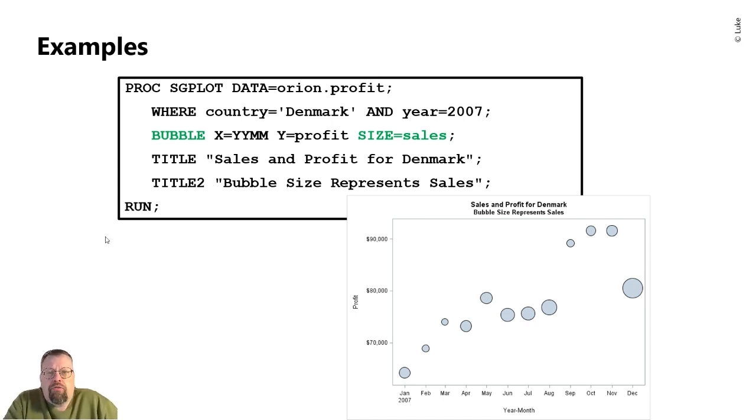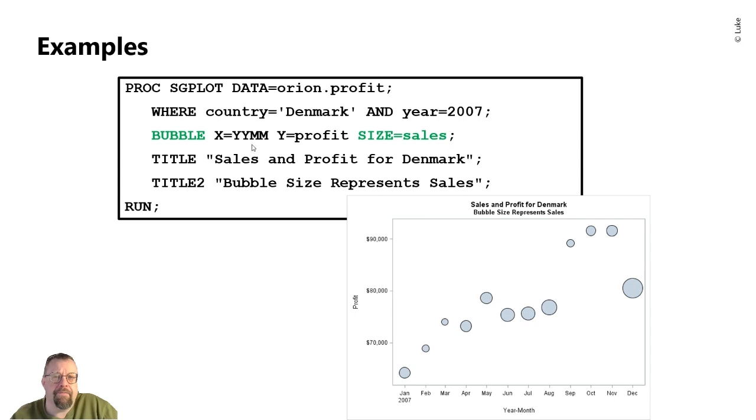So in this one, we also use the SGPLOT procedure. In addition, we have a where statement that makes it so that we can choose a subgroup for this analysis. So we are not taking the entire profit SAS dataset, but we are choosing only where country is Denmark and year is 2007. And out of that subset, we are drawing a bubble plot.